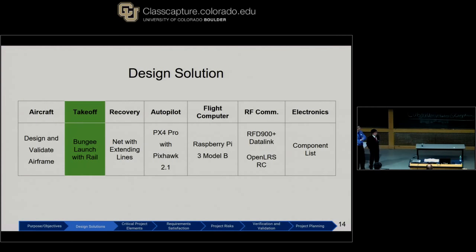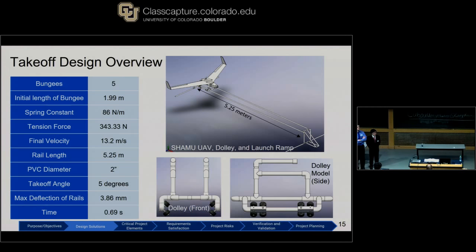Now for the takeoff system, our takeoff design solution is shown here in the top right. It's a rail system with a dolly, and it's powered by bungees. Notice the dolly here in the bottom right. How it works together is the dolly sits on top of the rail system. The UAV is loaded into the dolly. The bungees are mounted and staked into the ground 1 meter in front of the system. The UAV is accelerated from 0 to 13.2 meters per second in just under 0.7 seconds.